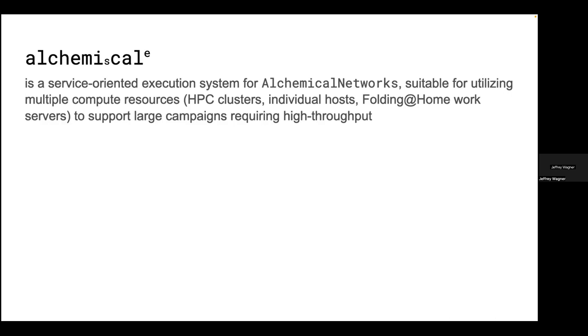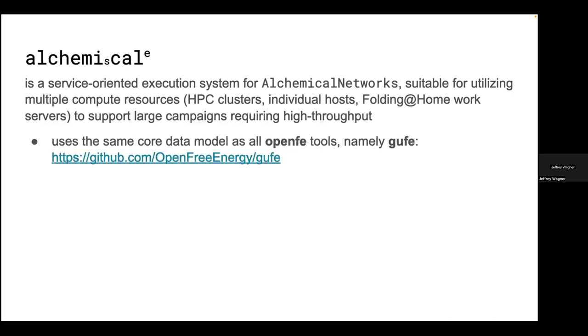So if you just want to run a few edges, Alchemiscale is probably not your tool of choice. If you want to run thousands of edges and many, many networks, perhaps across multiple teams in your organization, then Alchemiscale is appropriate. And you can use all of these resources or different variations of these resources at once with a single instance. We'll see how that works in a second. Like I said, it uses the same core data model as all the OpenFF tools in the Goofy. It's deployable, at least a single server deployment is deployable in a few steps with Docker Compose on AWS.